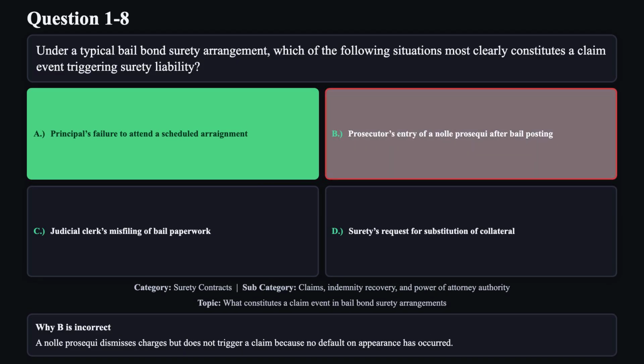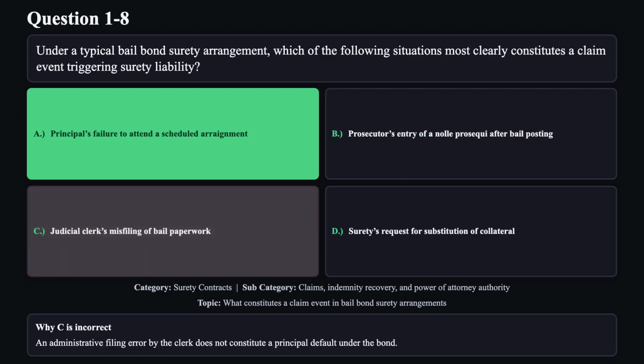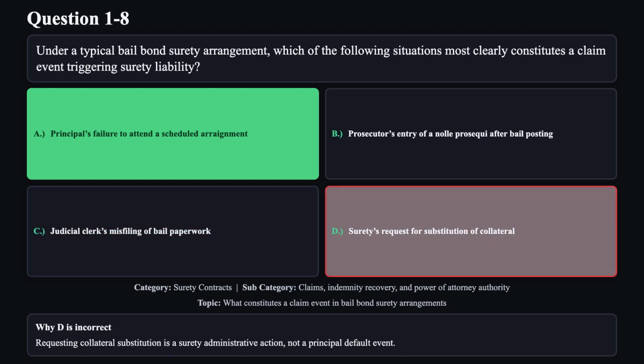Reason B is not correct. A nolle prosequi dismisses charges but does not trigger a claim because no default on appearance has occurred. Reason C is not correct. An administrative filing error by the clerk does not constitute a principal default under the bond. Reason D is not correct. Requesting collateral substitution is a surety administrative action, not a principal default event.